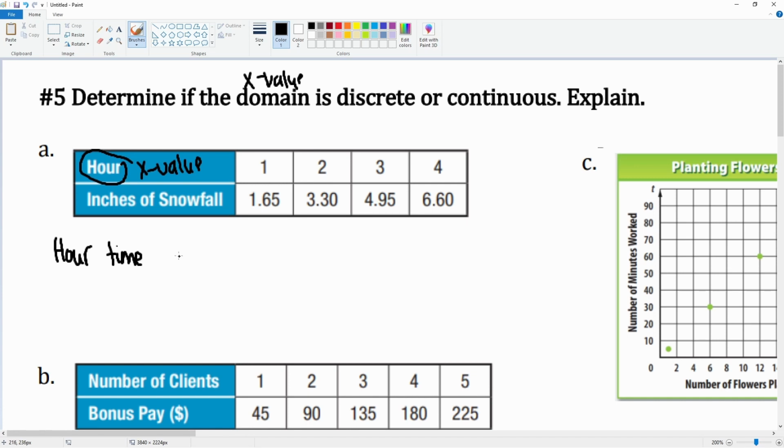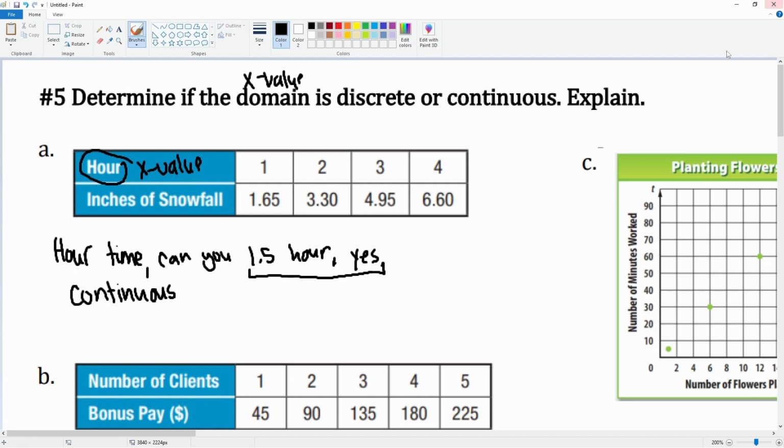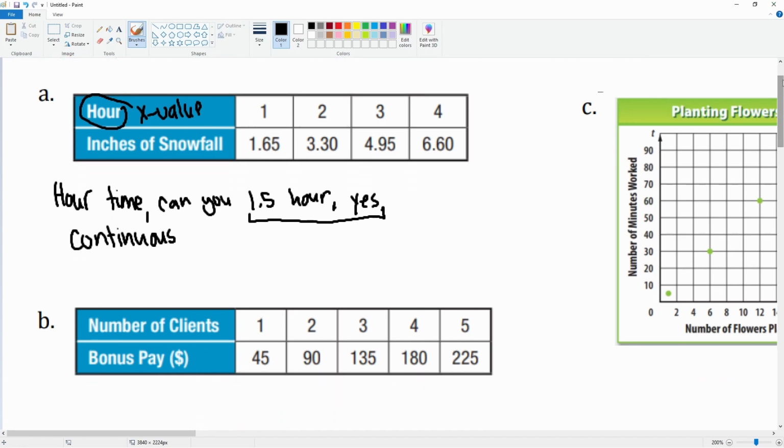Time can go on forever, right? People think that's what discrete or continuous means. That does not mean what it means, okay? What you want to think about is more like if you can cut it in half, right? Can you have 1.5 hours? And the answer is yes. The fact that you can have 1.25 hours, you can now say this is continuous, okay? I'm going to show you what I mean by 1.5 hours, okay?